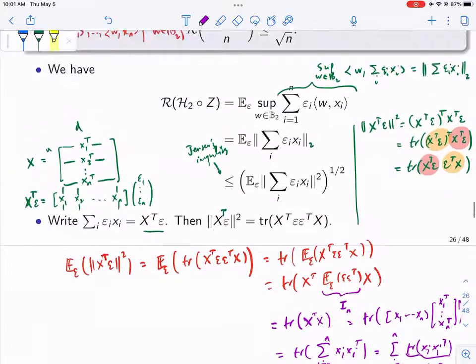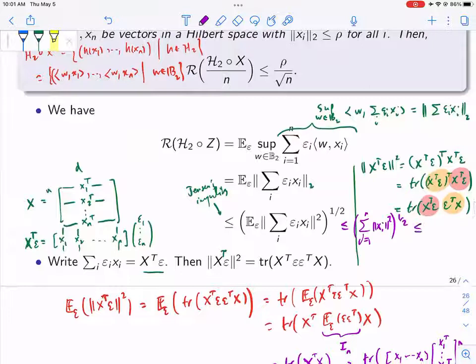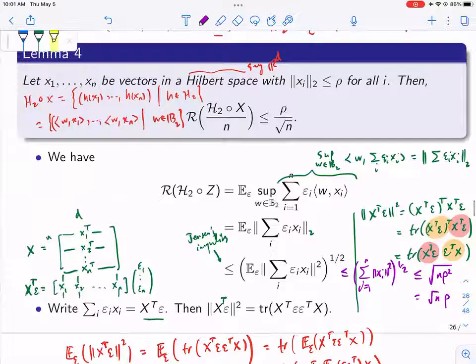Right, so what we get here is bounded by the square root of the summation from 1 to n of norm x_i squared, and we're assuming each one is bounded by rho. The norm is bounded by rho, so this is bounded by root n rho squared, which is just equal to root n rho. And then I have a 1 over n here, so I get rho over root n, right?